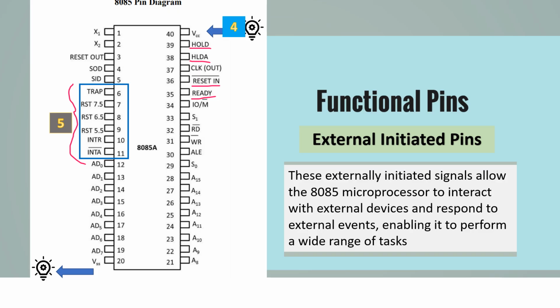The reset in signal is used to reset the microprocessor. The hold and HLDA signals: the hold signal is used by external devices to request control of the bus. Here, HLDA acknowledges the hold request. Ready signal: the ready signal is used by external devices to indicate that they are ready to transfer the data.